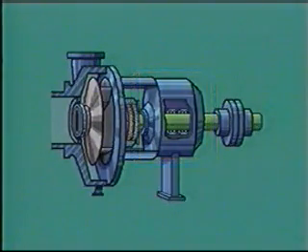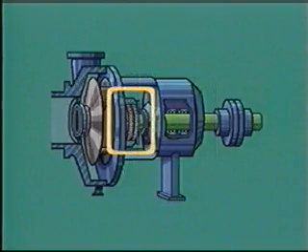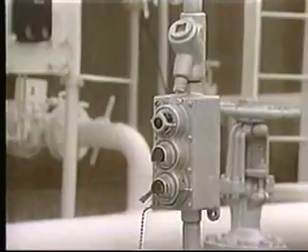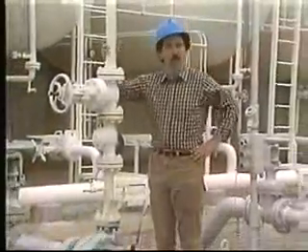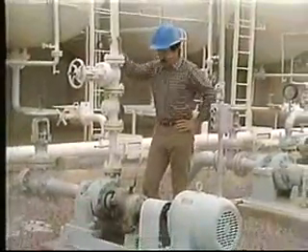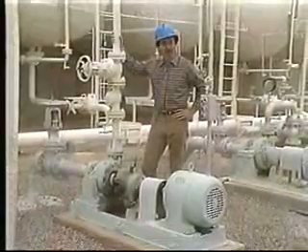Last, are seals, or packing. They're used to stop or cut fluid leakage around the shaft. That's how a centrifugal pump's built. Now let's see how it works.